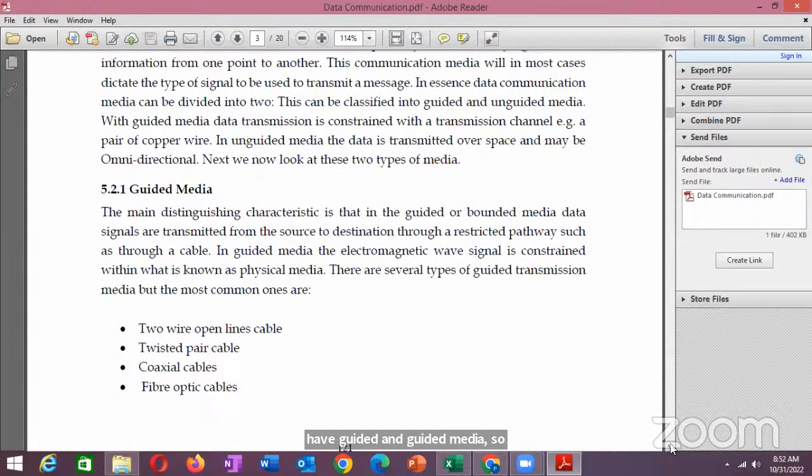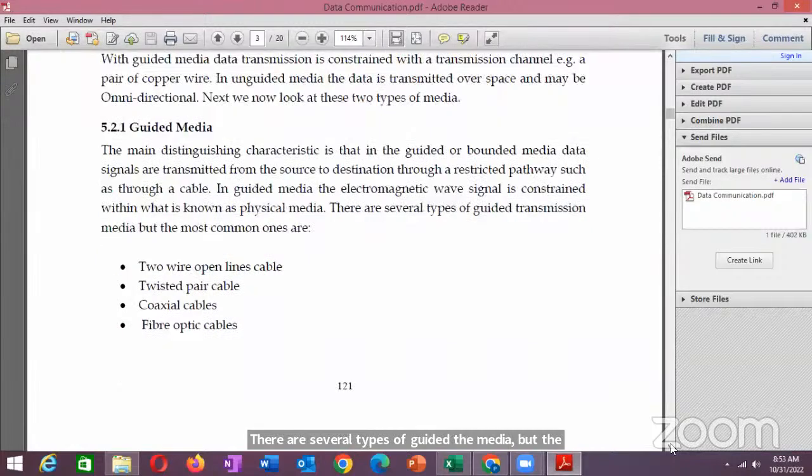So guided, the main distinguishing characteristic is that in the guided or bounded media, data signals are transmitted from the source to the destination through a restricted pathway, such as through a cable. In guided media, the electronic wave signal is constrained within what is known as physical media. There are several types of guided media, but the most common are the two-wire open lines cable, the twisted pair cable, the coaxial cable, and the fiber optic cable.